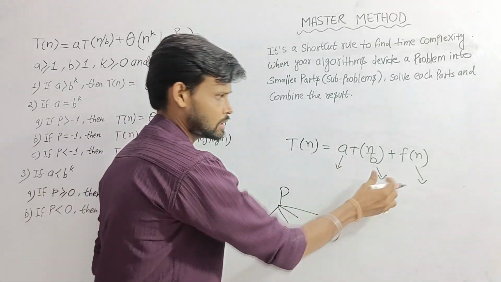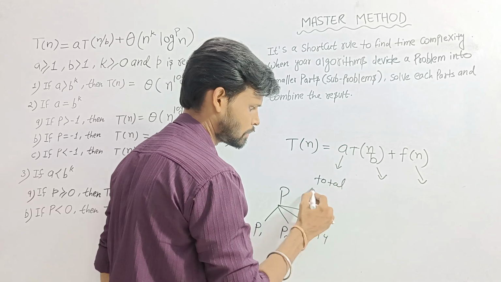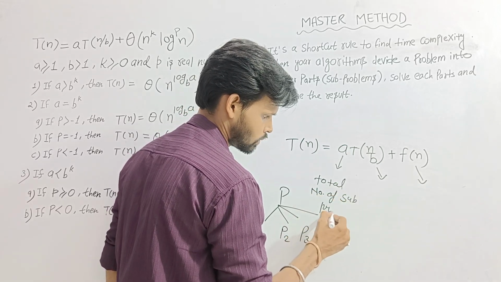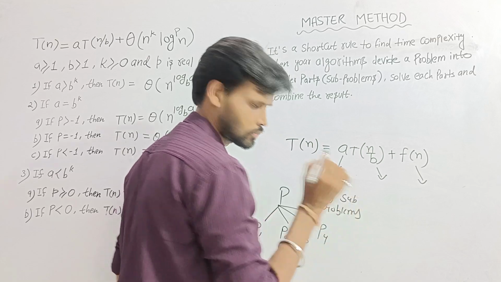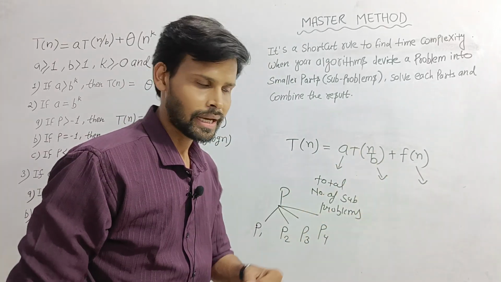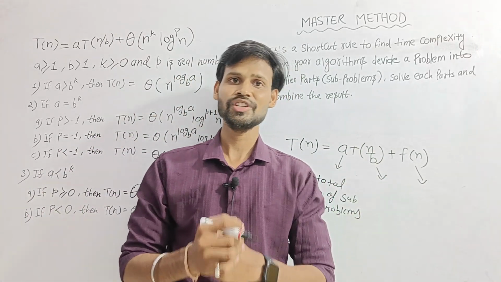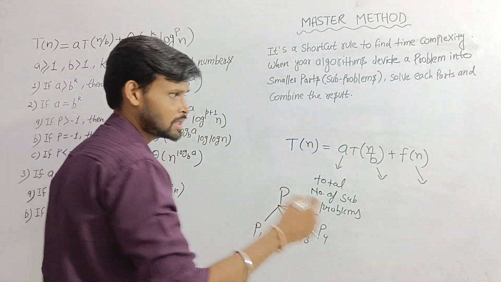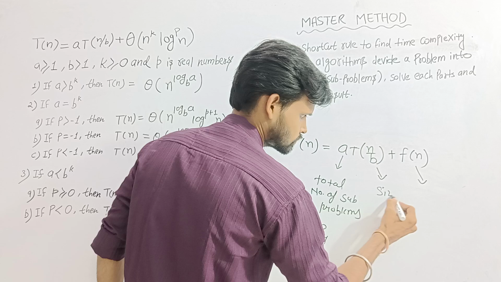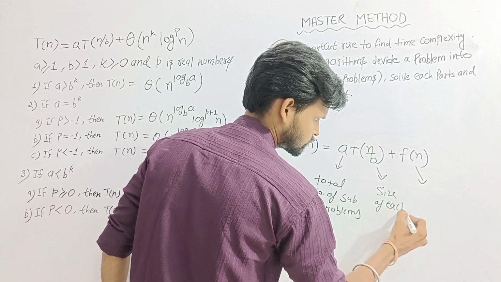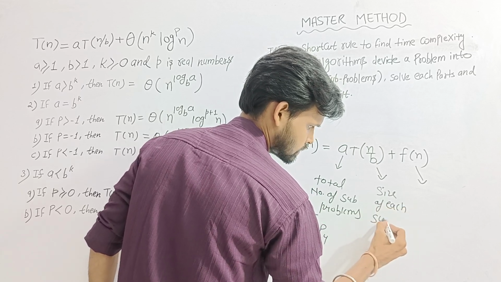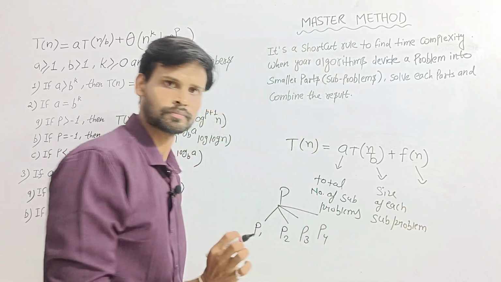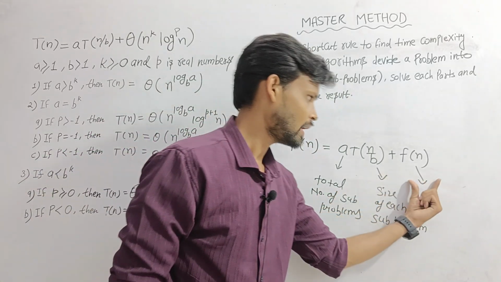Here, n by b denotes the size of each sub problem. n by b is the size of each sub problem.